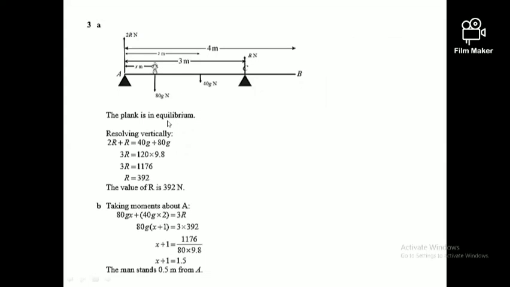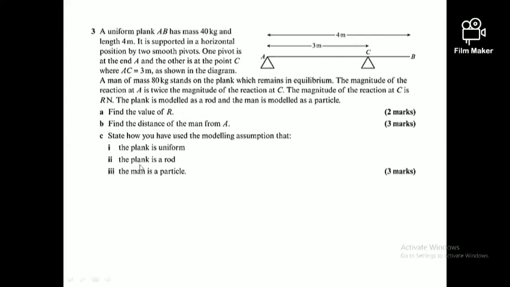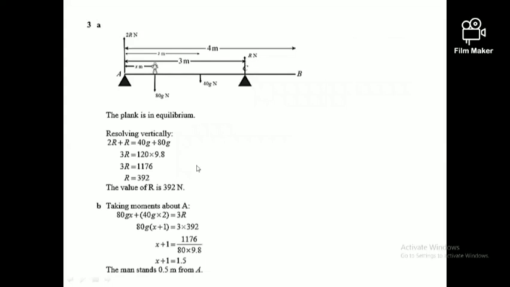The first part of the question is to find the value of R. How do you find the value of R? I'll consider the vertical equilibrium: upward forces equal downward forces. 2R plus R equals 80g plus 40g, that is 120g, with g as 9.8. If you simplify, you obtain R as 392. Here the value is 392 and here the value is 2 times 392, right? Those are the two figures.